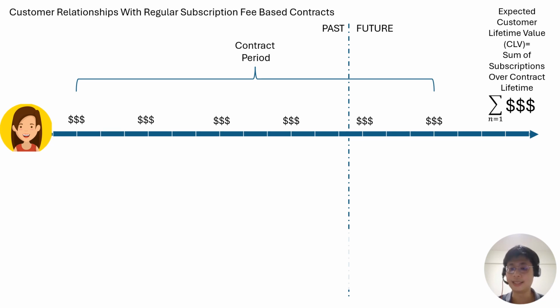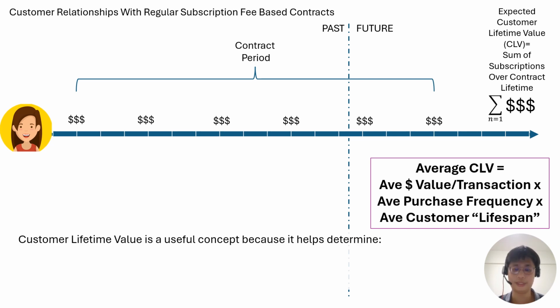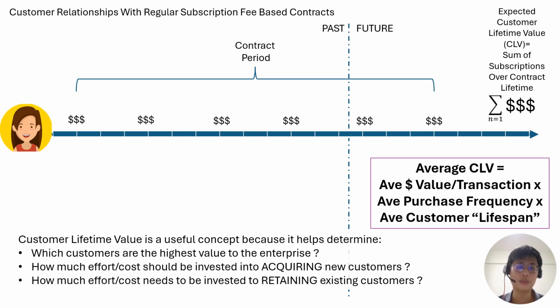And in fact, in many places when you look online, that's how customer lifetime value is estimated. It is the average transaction value times the average purchase frequency times the lifespan, which is how long a customer stays a customer. And in this case, it's just the contract period. Now, customer lifetime value is a useful metric because it helps you do a few things. It helps you understand which customer can bring the highest amount of revenue. It helps you understand how much you might want to invest to acquire new customers, but also how much you want to invest in order to retain existing customers.